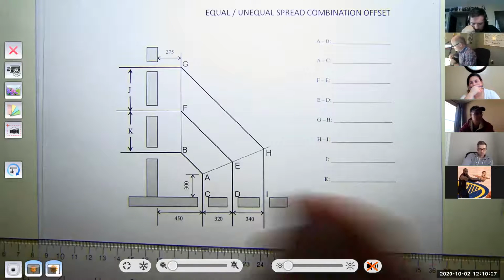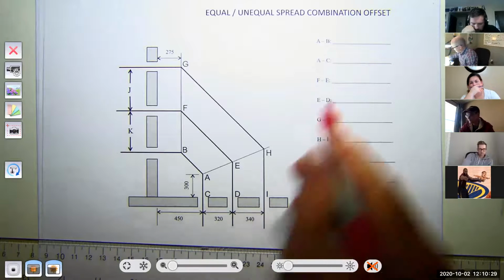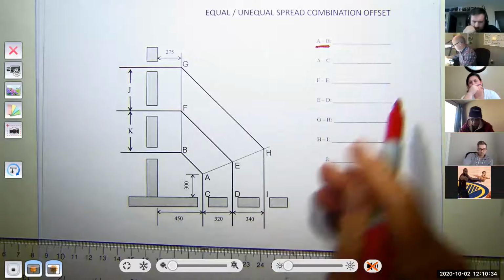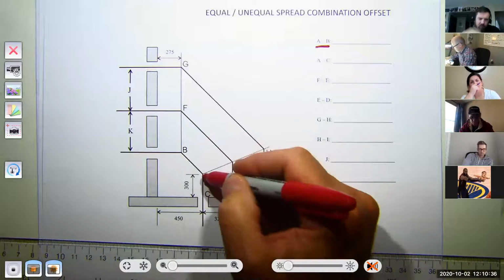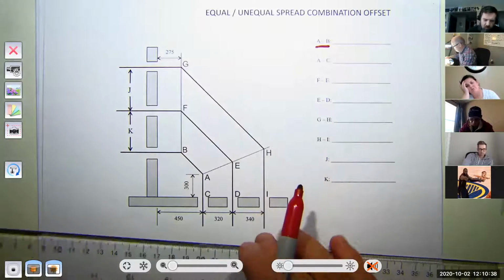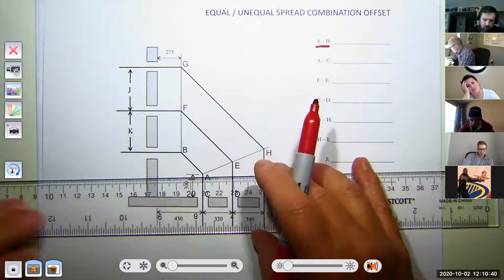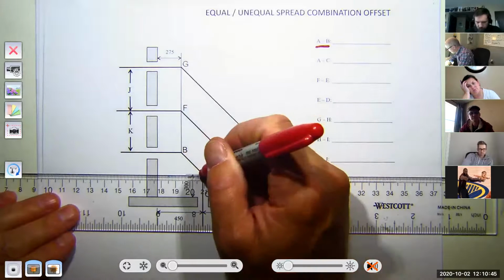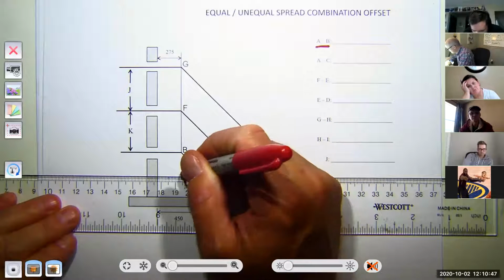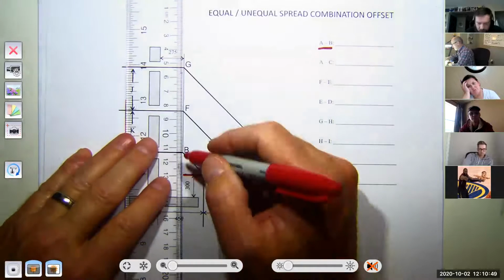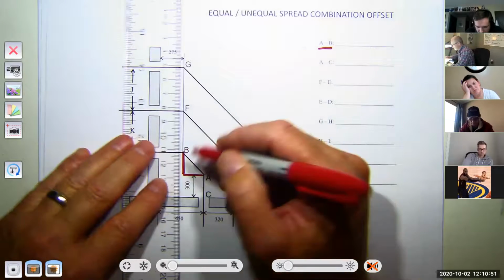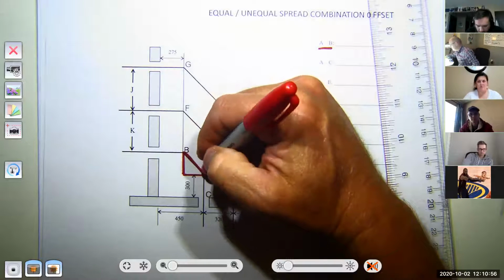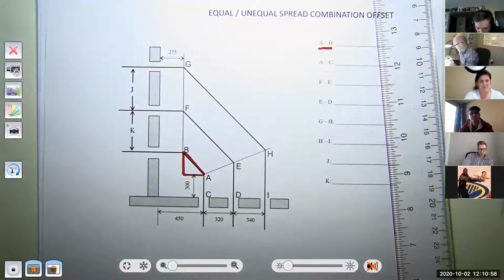Now, the first one is asking for the measurement from A to B. Up here, A to B. We want this piece of pipe. So first off, I'm just going to draw a right angle triangle right there. Does everybody see that right angle triangle? I know you can. Perfect.